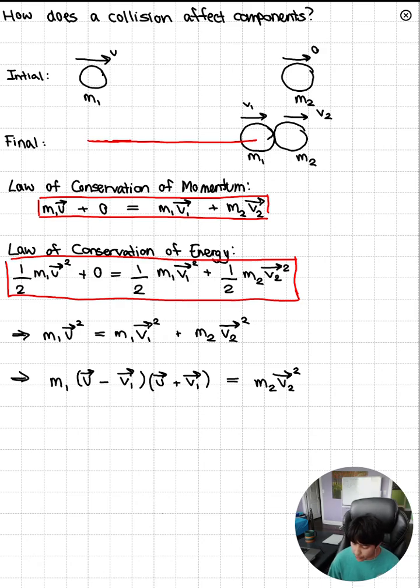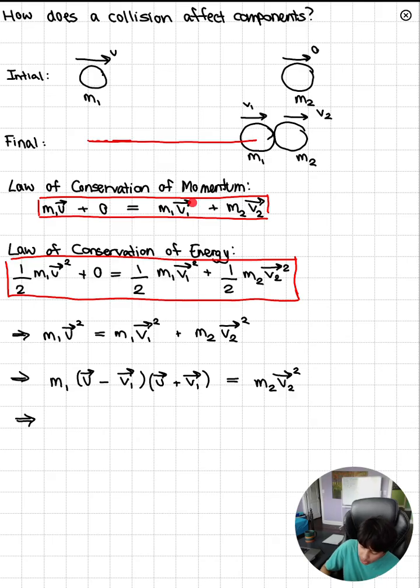However, if we do some algebraic manipulation, we get that m1 times (u minus v1) times (u plus v1) equals m2 v2 squared. However, we can analyze this equation a little bit further, right? We recognize this term m1 (u minus v1) from earlier. Where do we see it? Law of conservation of momentum, that's where we see it.